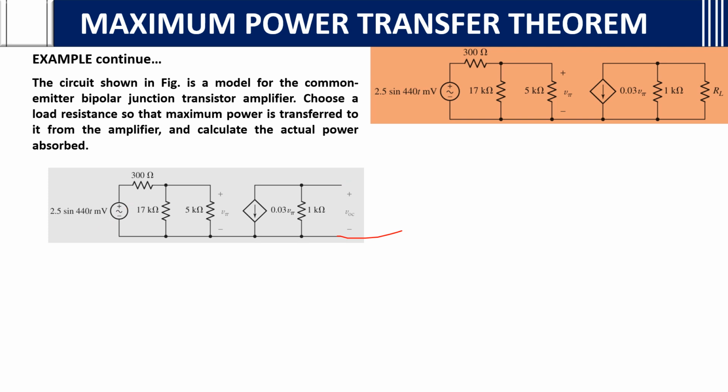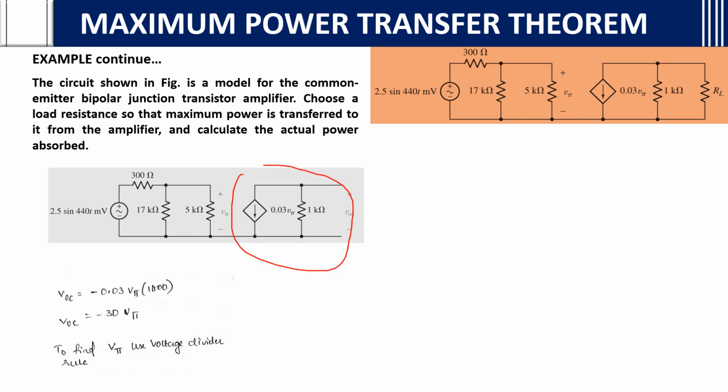For finding Thevenin's voltage, first we find VOC across the terminals. To find VOC across the terminals, what do we need? Current I into R. If you see here, for finding VOC at these terminals, what are the two things you have? 0.03 V pi. As the current is in the opposite direction, we will write minus 0.03 V pi into 1000, the resistance. I into R, you will do.